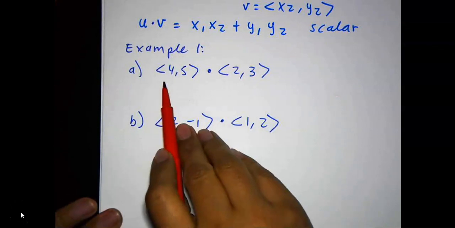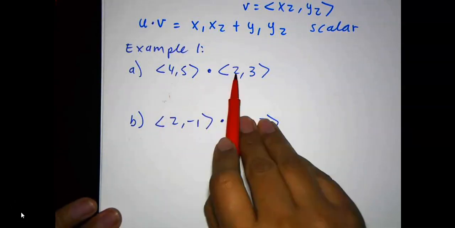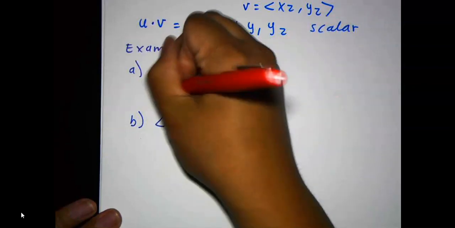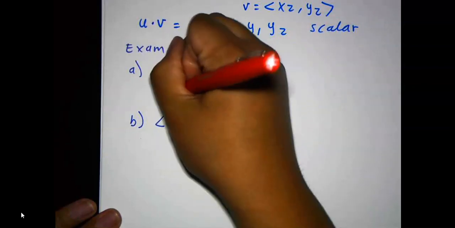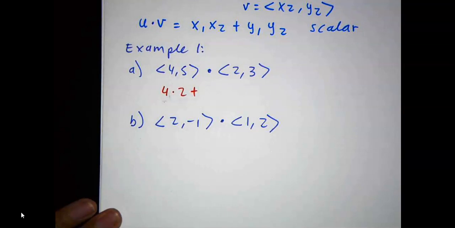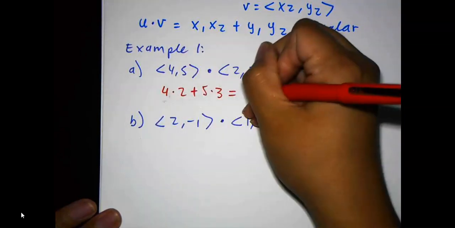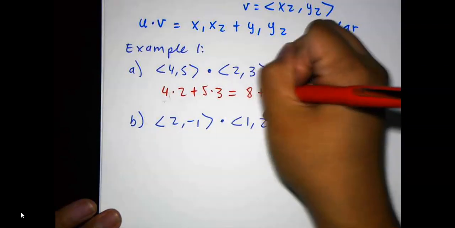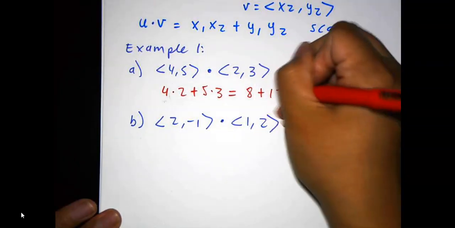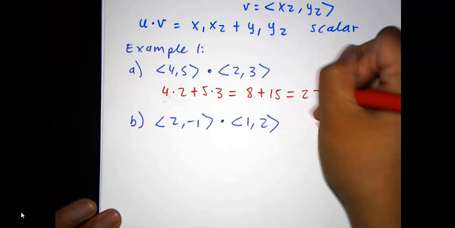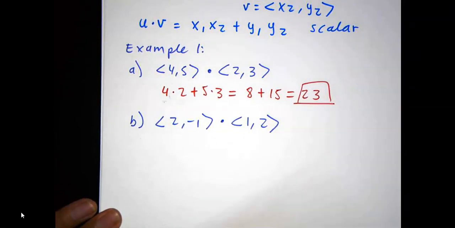Example 1, we have A and B. We're going to do (4, 5) dot (2, 3). So x's with x's. What's my first x value? 4. So 4 times what? 2, plus 5 times 3. So 4 times 2 is 8, 5 times 3 is 15, plus 8 is 23. So the answer is a number.